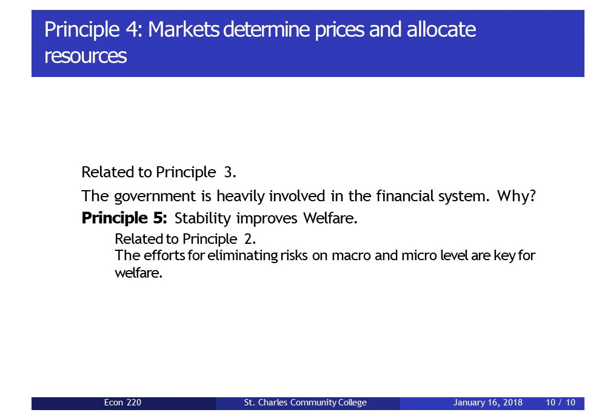And principle number 5: stability improves welfare. This is related to the second principle, risk and compensation. Any effort to eliminate risks on a macro and micro level is key for promoting welfare. So if there's a business cycle downturn, which means we have a financial crisis, the central bank is going to decrease the key interest rates to make sure people start investing their money outside rather than putting their money in the bank.